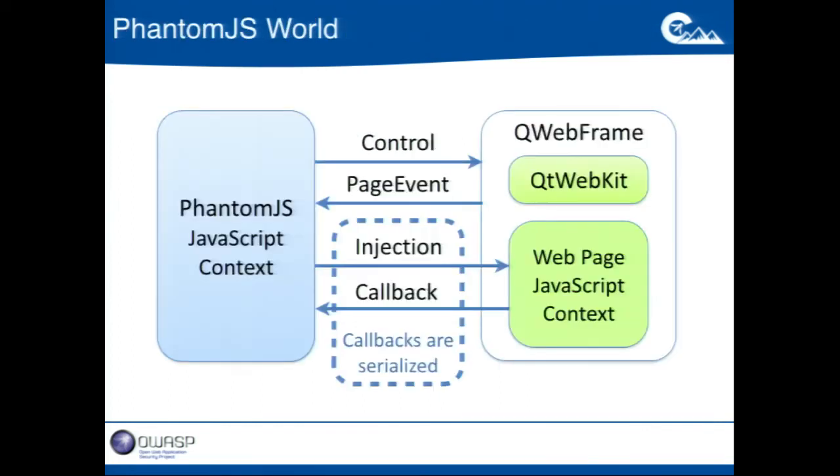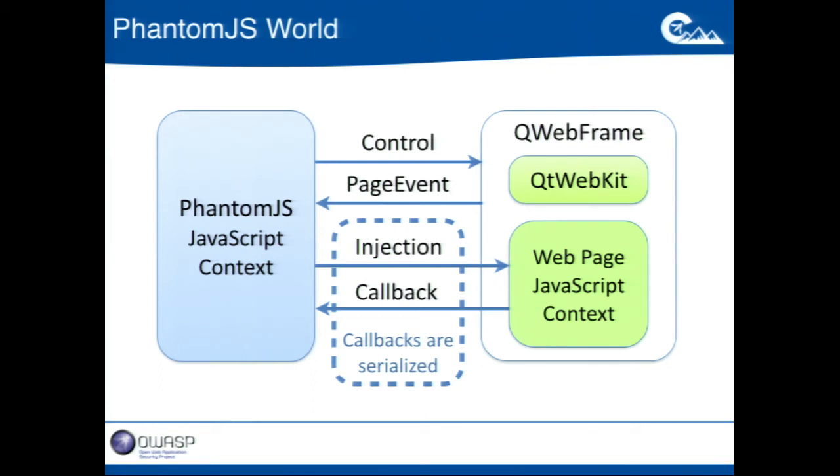Yeah. So this is how Phantom.js works. In Phantom.js, there are two different kinds of JavaScript contexts. First, there's the Phantom.js JavaScript engine context, directly initiated by Phantom.js. From that context, you can generate different pages, and each page will be a QWebFrame, which is part of the Qt WebKit widget. Inside the QWebFrame there is a Qt WebKit engine, and there's a web page JavaScript context.